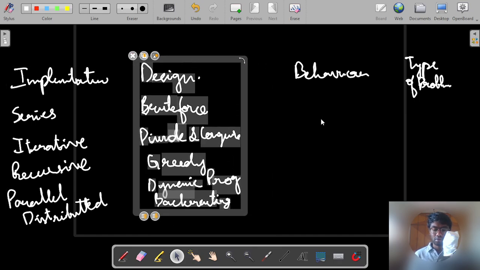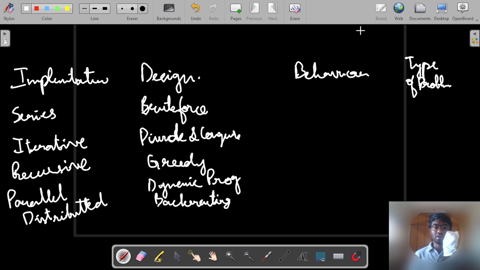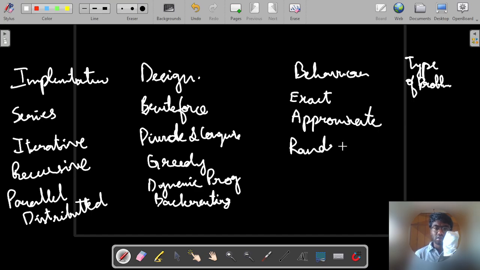In case of behavior, let's say we want the exact output or approximate estimate output, or randomized or deterministic, right? So these are a few types.